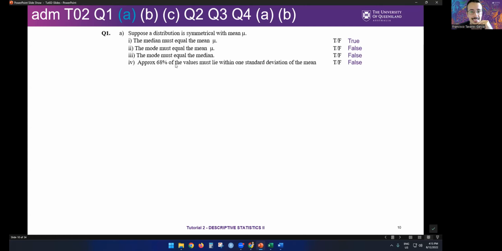Approximately 68% of the values must lie within one standard deviation of the mean. Tricky question. We can only say that if we know that the distribution is normal. If the distribution is not normal, then maybe not. Maybe it's not 68% that will lie within one standard deviation of the mean. Or maybe if it's bimodal too, therefore it's not normal.